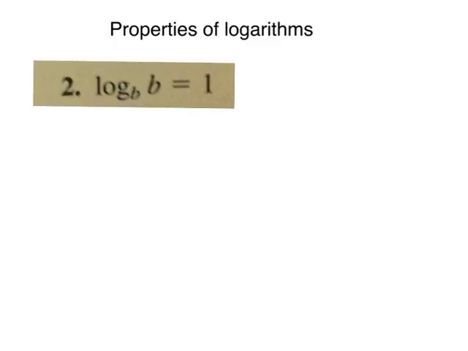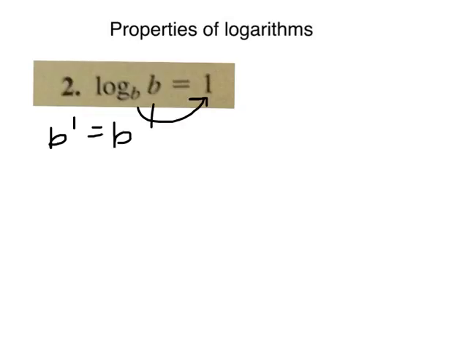The second property of logarithms is if I have log base b of b, that is equal to 1. Let's see why this one would be true. If I rewrite this as an exponential expression, I get b to the first equals what is on the inside here, so that would be b. Is b to the first equal to b? Yes, that's true. So this property of a logarithm would also be true.